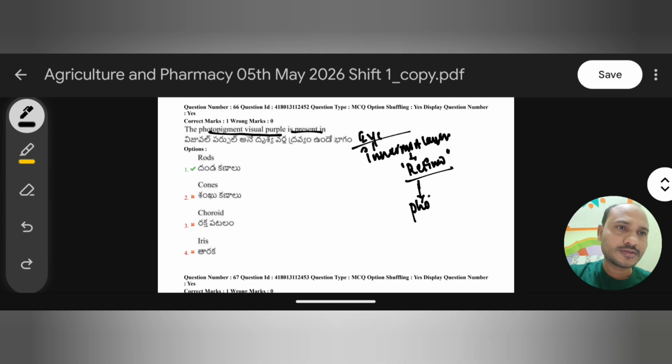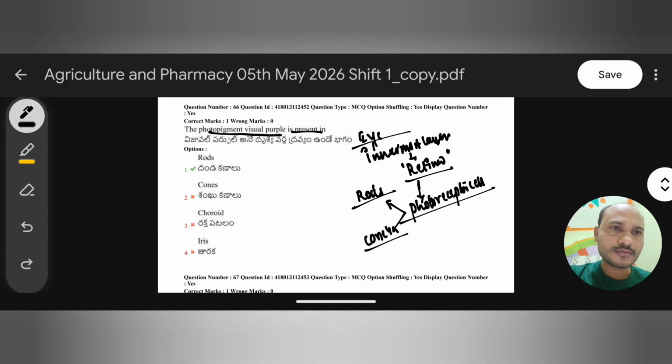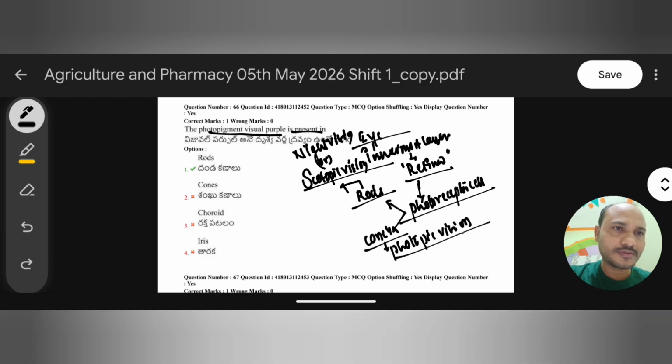This retina has photo cells. So there are two photoreceptor cells present in the retina. One is rods, another one is cones. Here rods, very important, show scotopic vision. Scotopic vision means night vision, dim vision, and cones show photopic vision. Photopic vision means daylight vision.